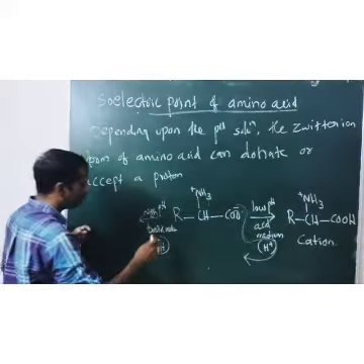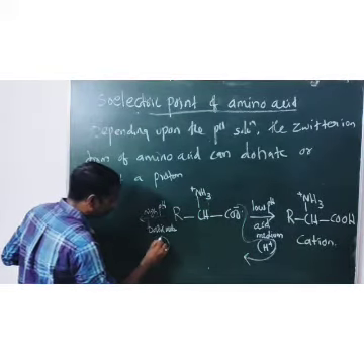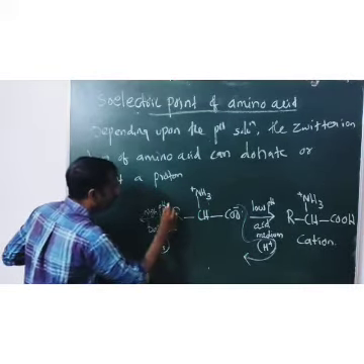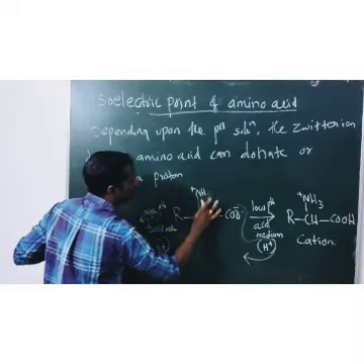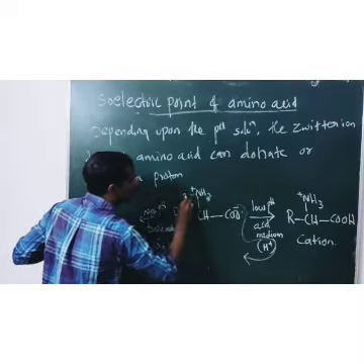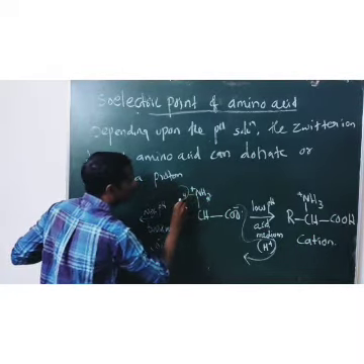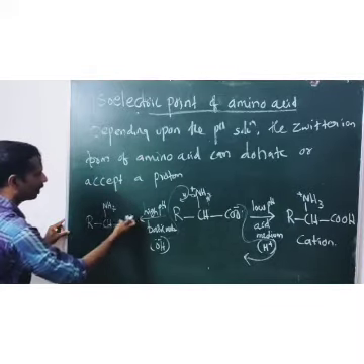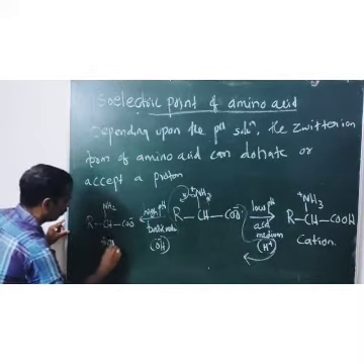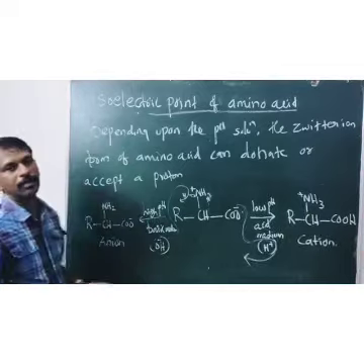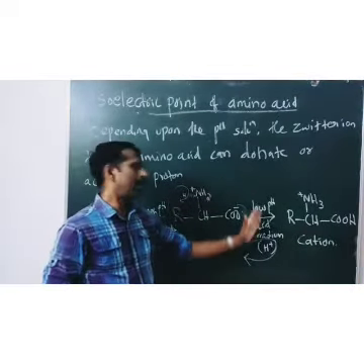In basic medium, what is happening? This OH minus will abstract a proton. So NH3 can be written as NH2H. This OH minus will abstract a proton from here. Okay. So what you will get? We get RCH, here it will become NH2. But here what is that? Here it is COO minus. So what ion is this one? This is anion. We get anion. Once again, high pH.